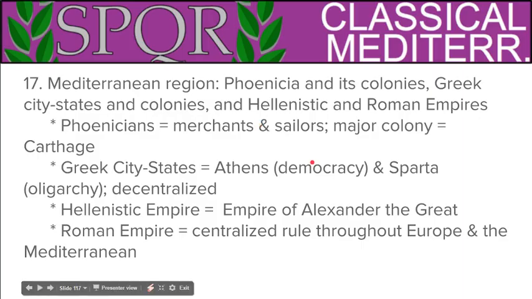Now, in the Mediterranean, we see a lot of city-states. At first, we see the Phoenician city-states, right, where they're going to have city-states on port cities around the Mediterranean, including Carthage. Then we're going to see the Greek city-states rise to power, especially Athens and Sparta. And even though they fought a lot of the times, they also worked together a lot of the times, especially to fight against the Persians. But the Greeks were very decentralized.